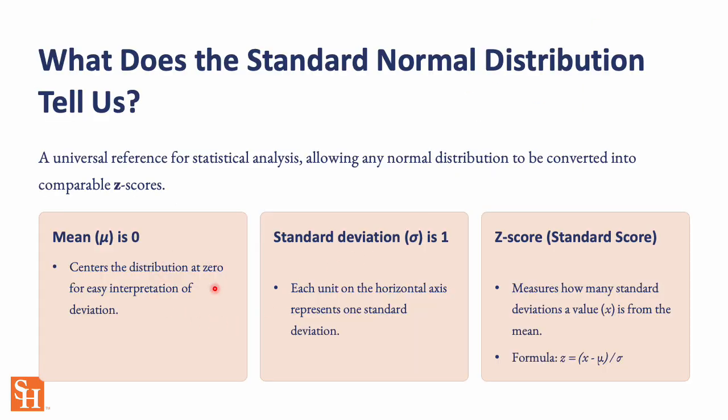As I was saying earlier, for a standard normal distribution, the mean is 0 and the standard deviation is 1, and the Z-score helps us understand how many standard deviations away a certain value is from the mean. For the Z-score conversion we use this formula. We'll discuss that in detail in the next slide.